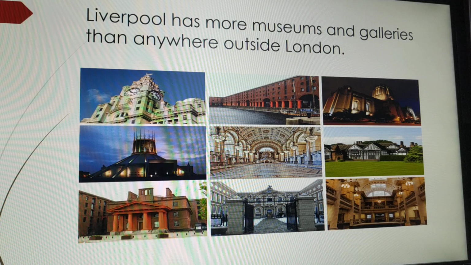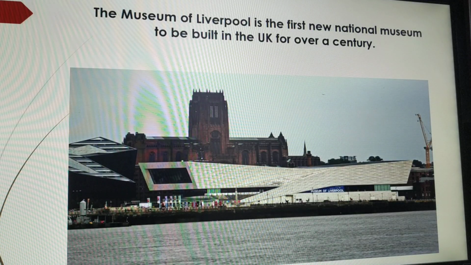It has more museums and galleries than anywhere outside London, and it's the most successfully footballing city. Also, you can find there 2,500 listed buildings and 250 public monuments. So, as you have understood, there are a lot of things to see and to do. Well, one more interesting fact. The Museum of Liverpool is the first new national museum to be built in the UK for over a century.